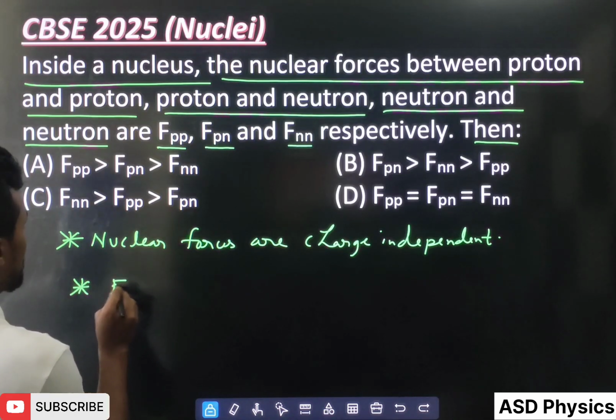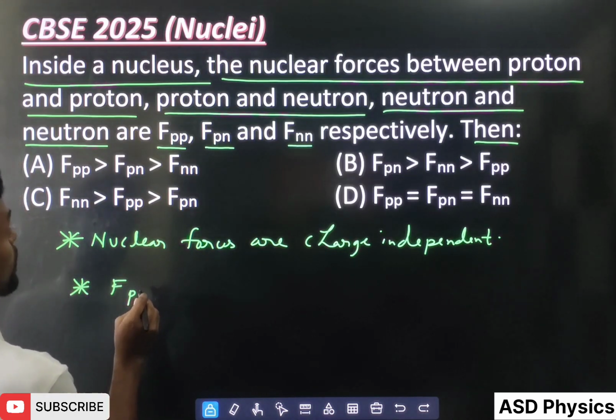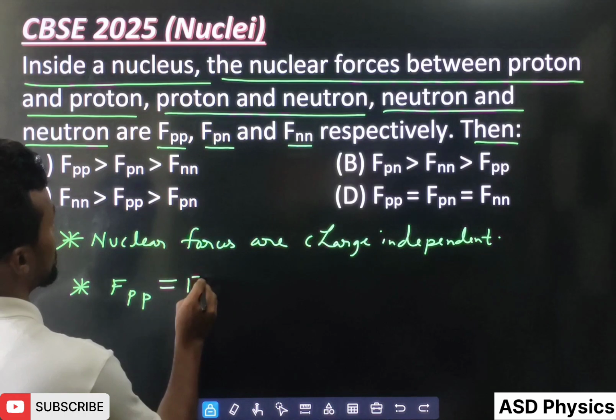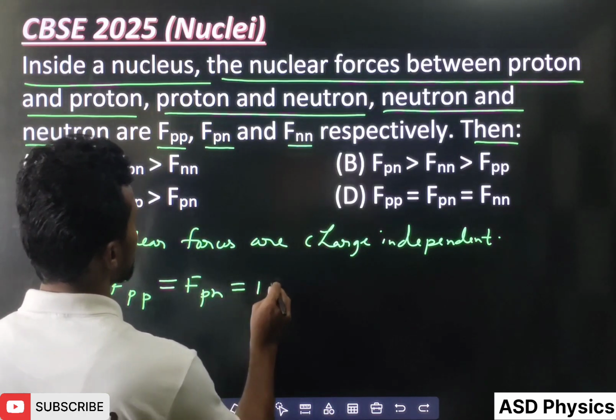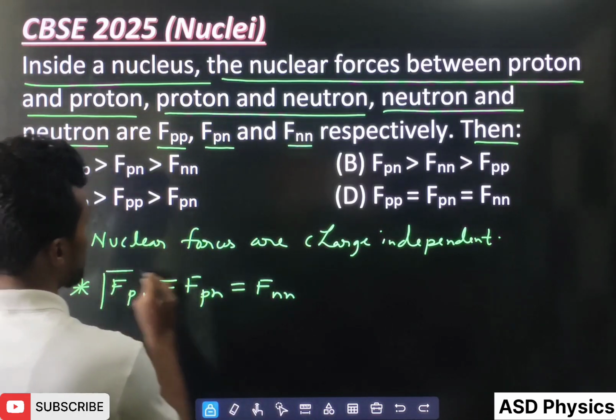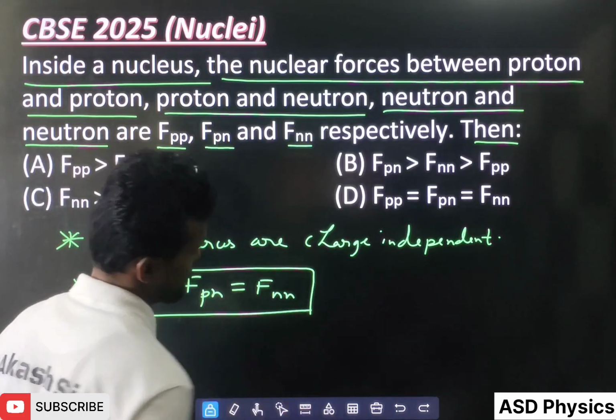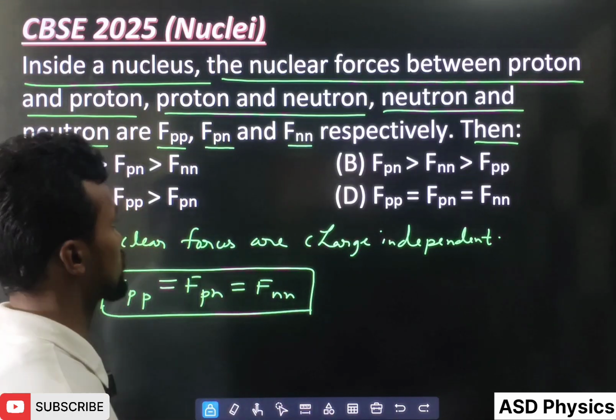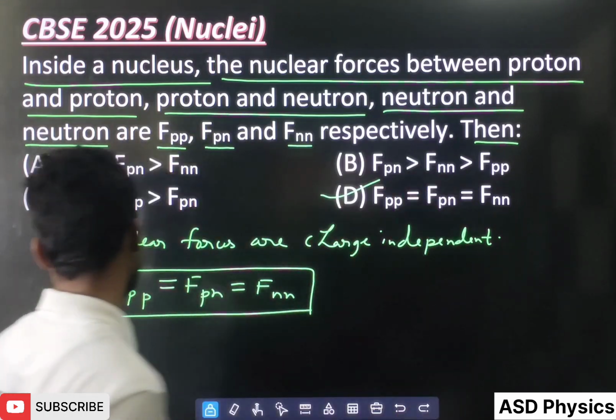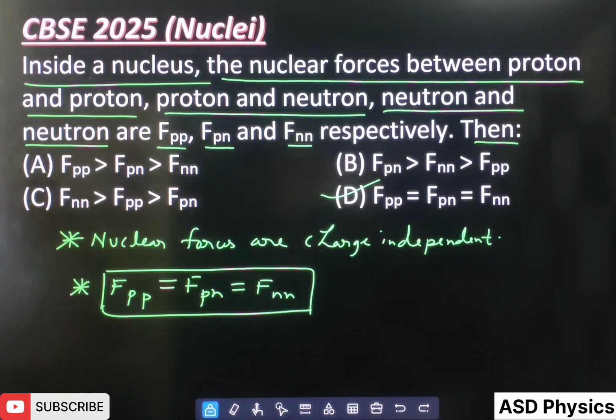That means the force, whether it is proton-proton, proton-neutron, or neutron-neutron, all these forces will be the same. Nuclear force is a short range force. So which option is correct here? Option D. This question was very easy, we can answer within seconds.